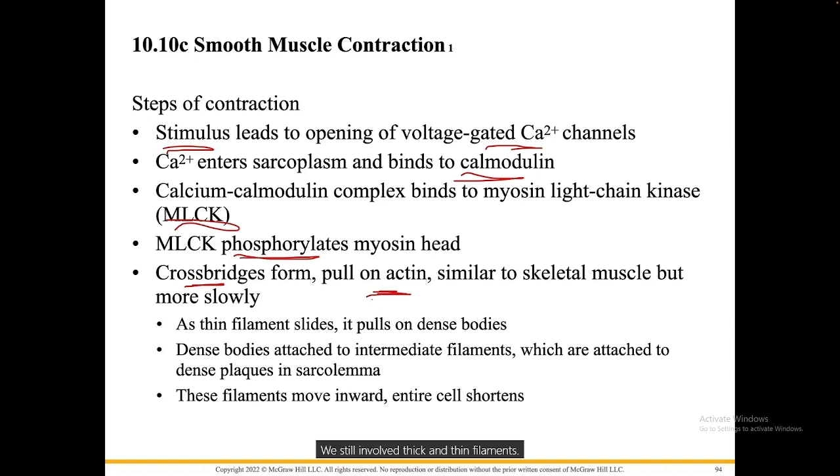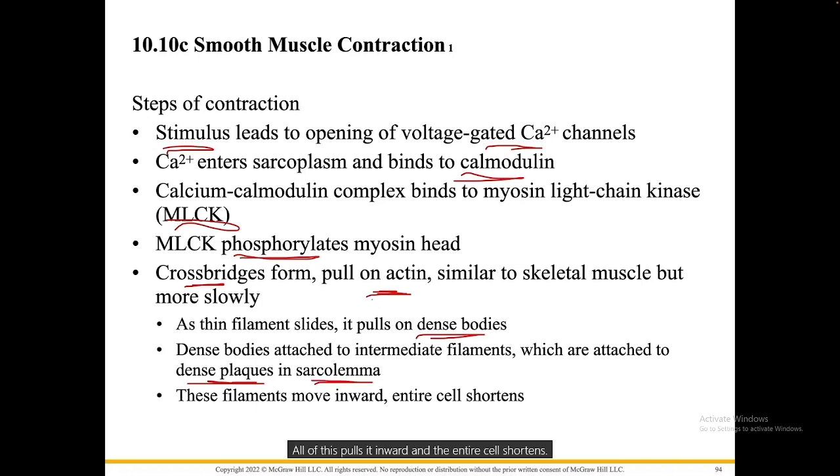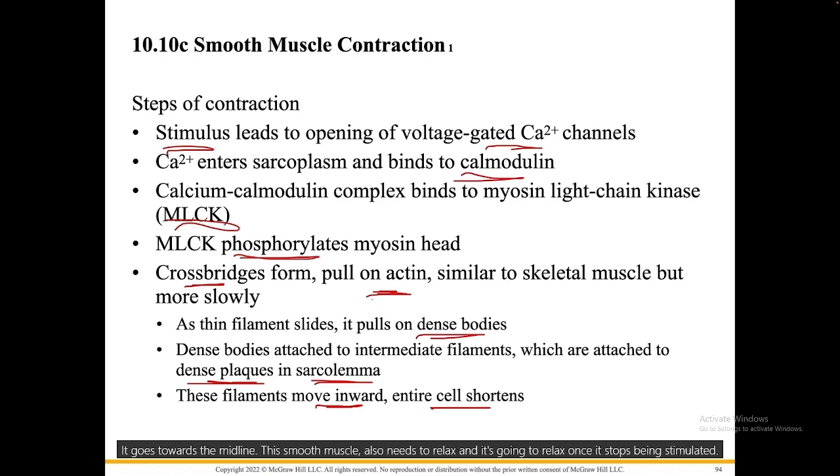We still involve thick and thin filaments. Remember, the dense bodies are more toward the middle of the cell, versus the plaques, which are anchored on the cell wall. All of this pulls it inward and the entire cell shortens. It goes towards the midline.